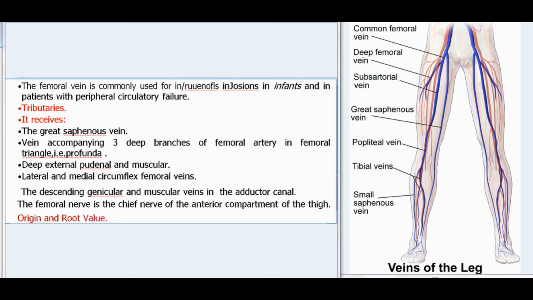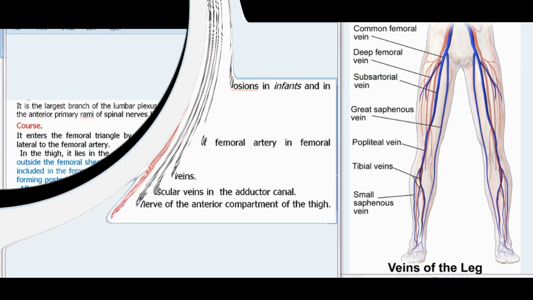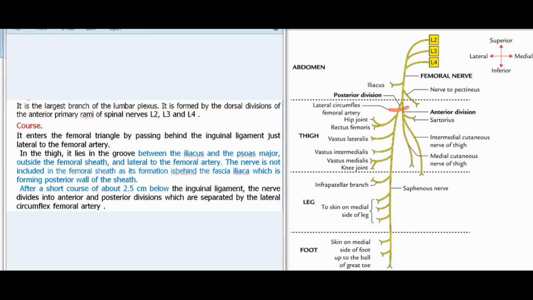Origin and root value. It is the largest branch of the lumbar plexus. It is formed by the dorsal divisions of the anterior primary rami of spinal nerves L2, L3, and L4. Course. It enters the femoral triangle by passing behind the inguinal ligament just lateral to the femoral artery.